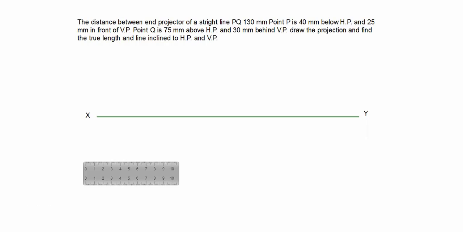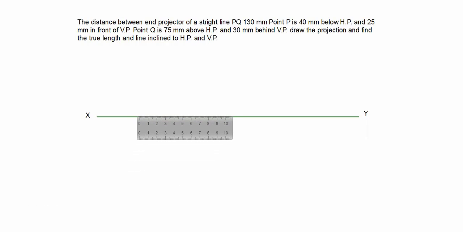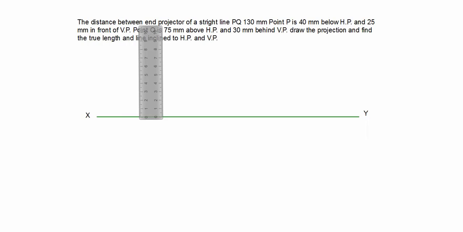Now, 25 mm in front of VP. So what we do? We mark our point P and P dash. So 40 mm below HP, I move the 40 mm downward direction. It is my point P dash. Condition with HP, always there is an elevation point.